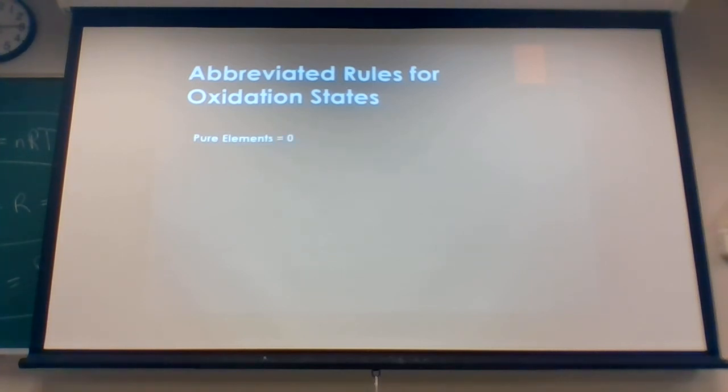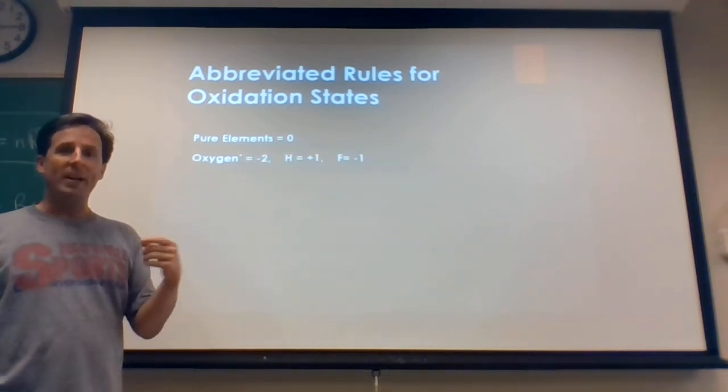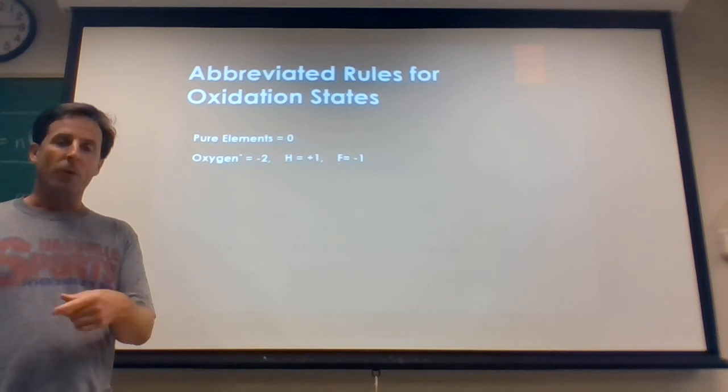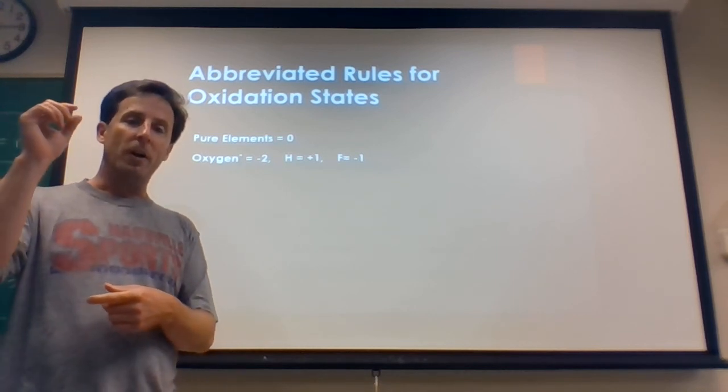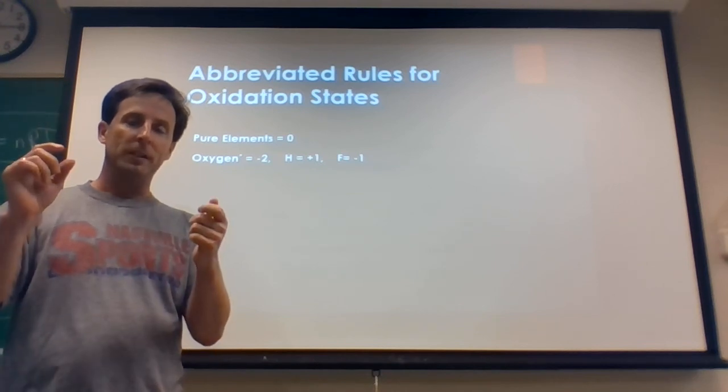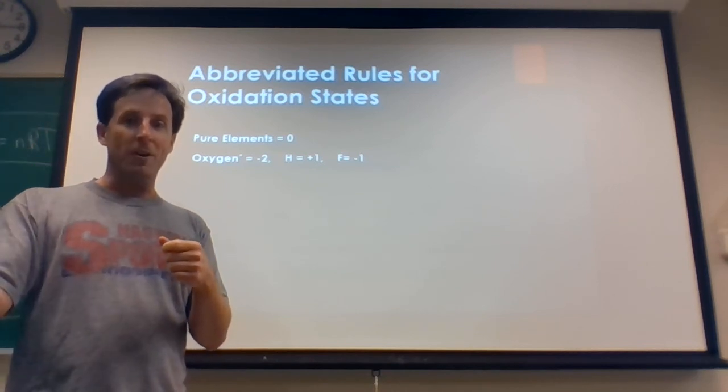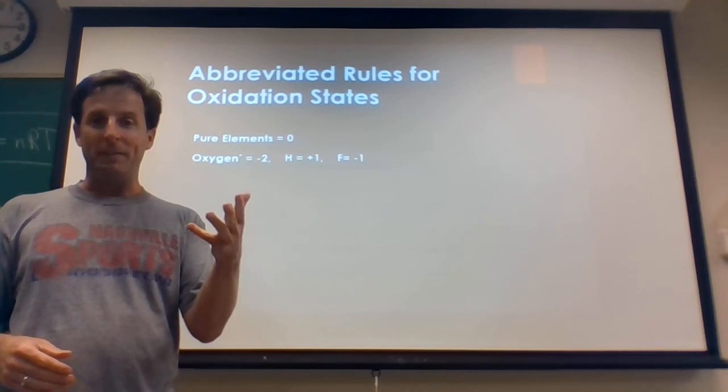So, if you have trouble with your rules, just remember pure elements have a charge of 0. Oxygen is -2 pretty much all the time, unless you put it with fluorine. Fluorine is the only element that's more electronegative than oxygen. So if you put fluorine with oxygen, fluorine will get its normal negative charge, and you'll actually have oxygen be positive in that case.